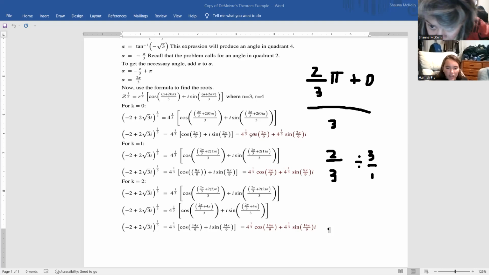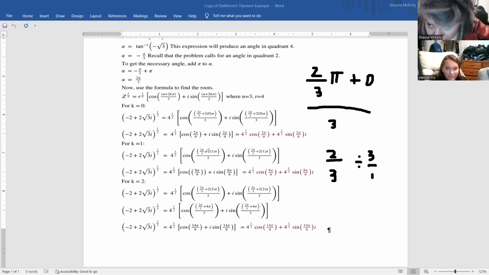Now I have to do that for 1. The good news is, the only thing that changes, this doesn't. All of this stays the same. This is just R. The only thing that changes is the stuff in these big parentheses. That's what these iterations are all about. So you have 2 pi thirds. 2 times 1 is 2.